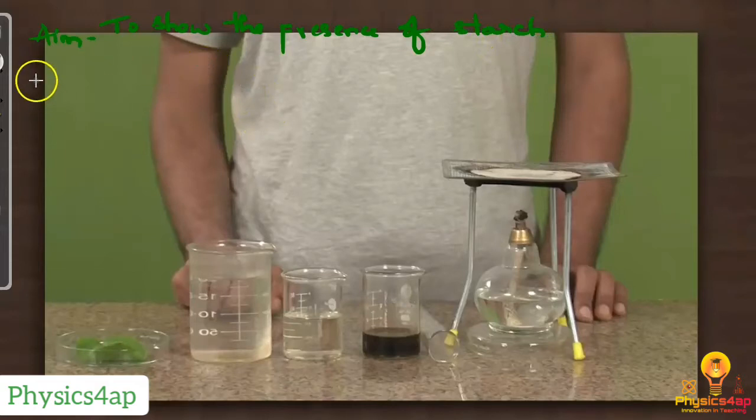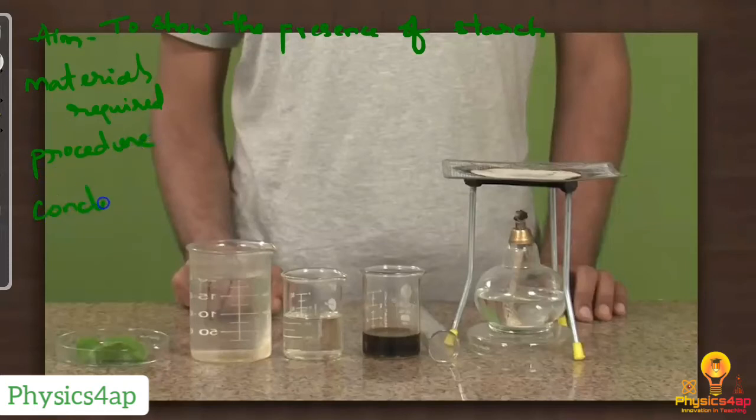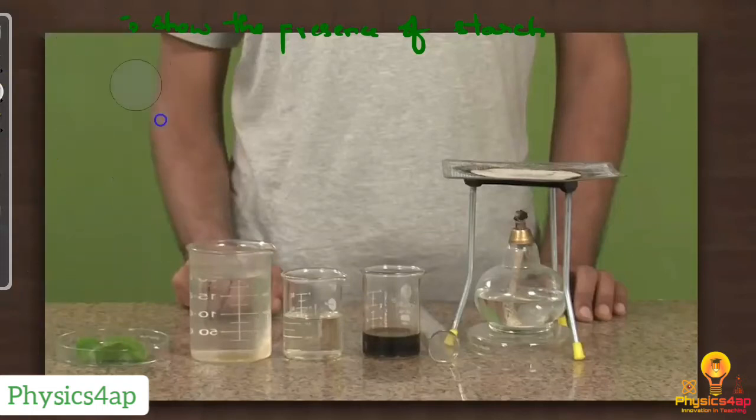Second is the materials required. We will discuss the materials required in this experiment, then the procedure, and last the conclusion. If possible we will include the precautions also. Now let us see how they perform the activity.